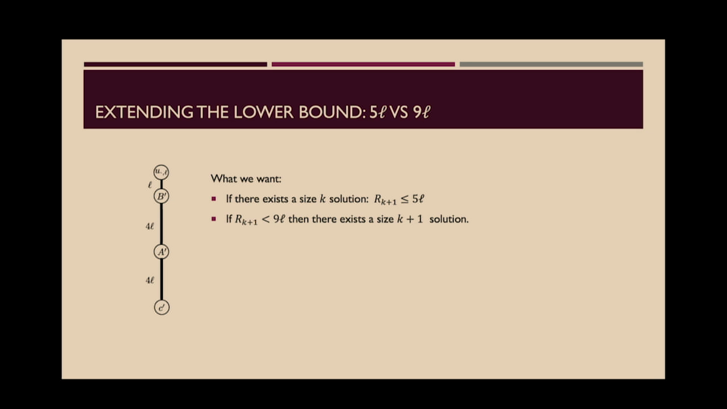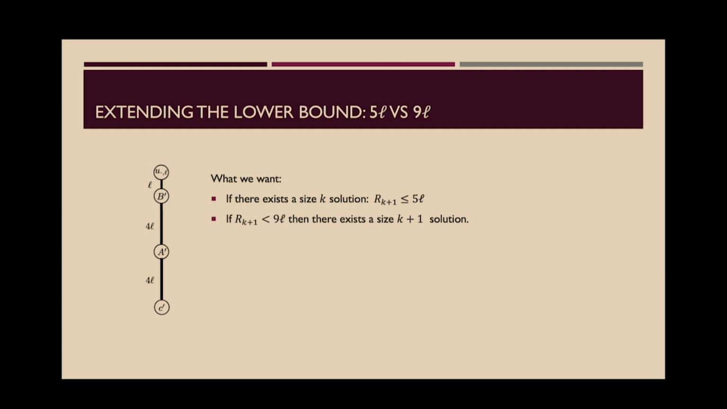OK, so let's take this even further. Let's try to do the next step. Now, instead of 3 versus 5, we want to do 5 versus 9. So we can try to take the same construction that we had before, where instead of L, 2L, 2L, we now take 4L and 4L. We would like to get a similar thing, where if there exists a size k solution to our set cover, then we take that solution here plus this vertex c and cover the graph within radius 5L. And otherwise, we get that the radius is at least 9L.